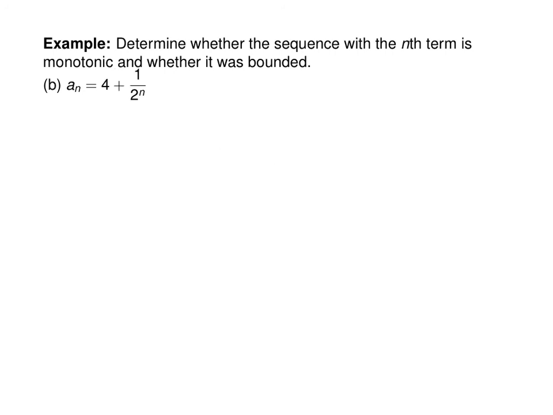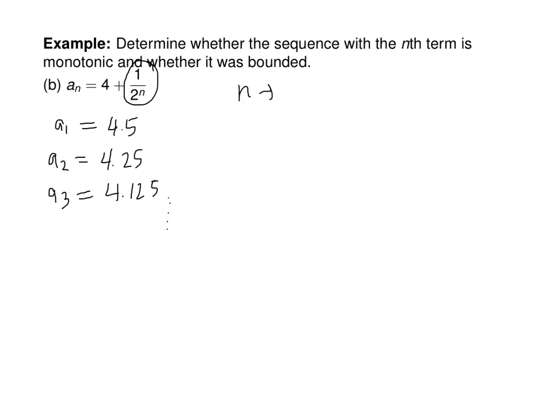Let's determine whether this sequence is monotonic and whether it is bounded. It's pretty easy to convince yourself it's monotonic just looking at a list. For the first term, we'll plug in 1, that'll be 4 plus 1/2, or 4.5. The second term you'll plug in 2, 1 over 2 squared is 1/4, that'll be 4.25. The third term will be 4.125, etc. Basically, this 1 over 2 to the n term is going to 0. So as n goes to infinity, a sub n is going to 4.